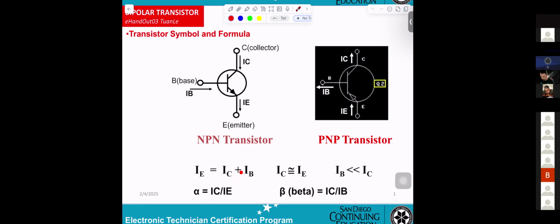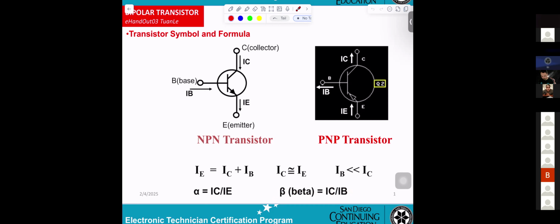Okay, we don't care about that one. IC almost like IE, or IB is too small compared to IC. That doesn't matter. However, the one we need to know is the beta. Beta will be equal the ratio between the collector current and the base current.